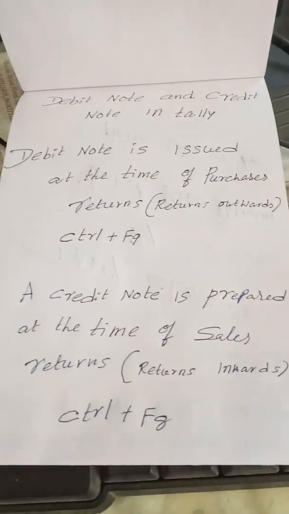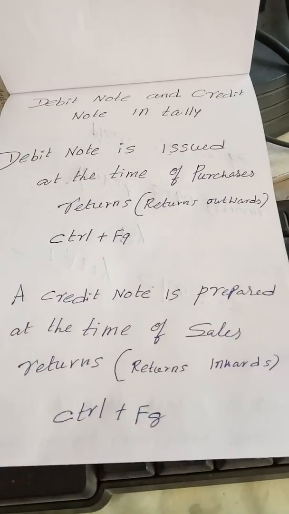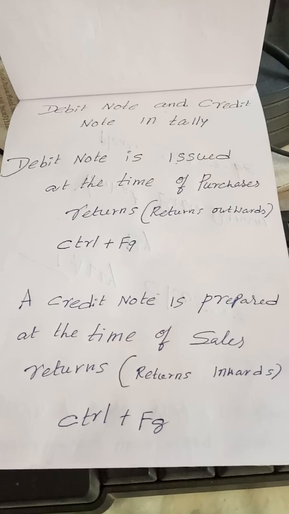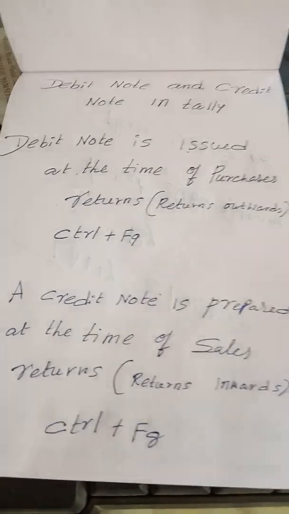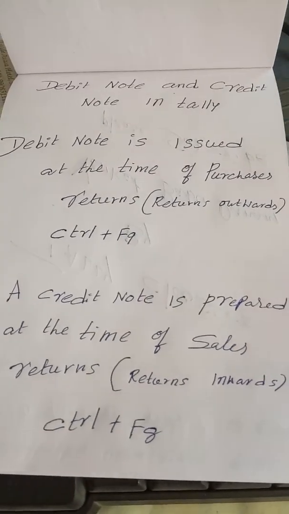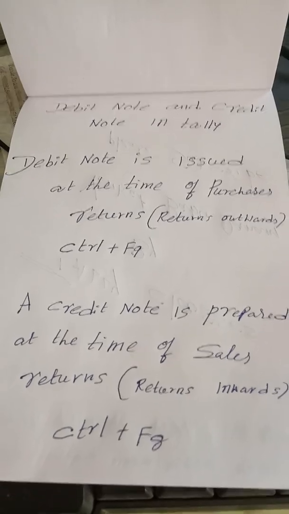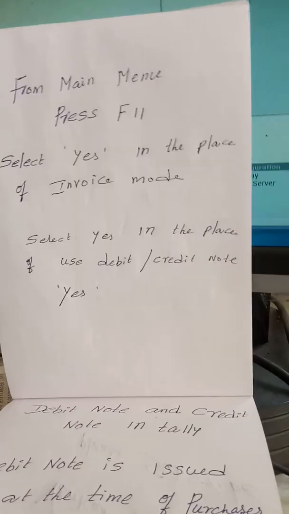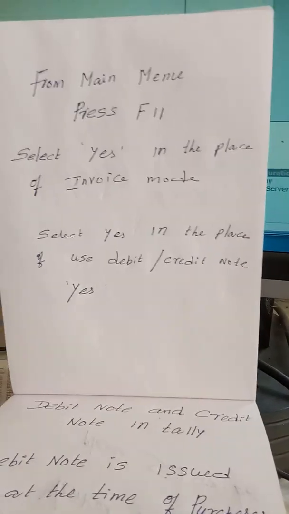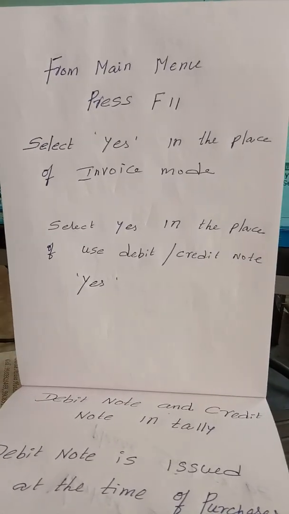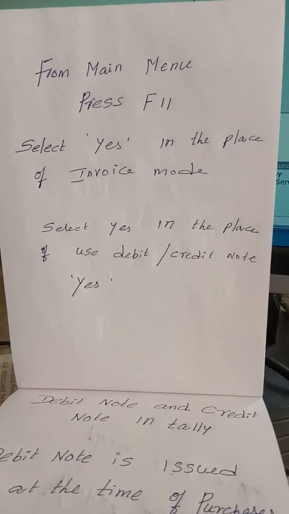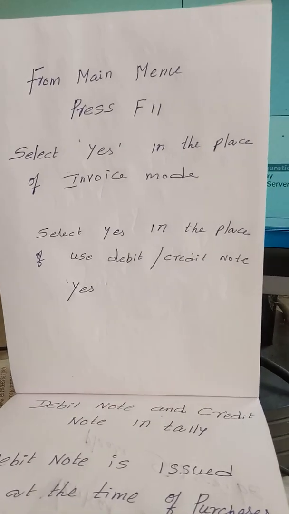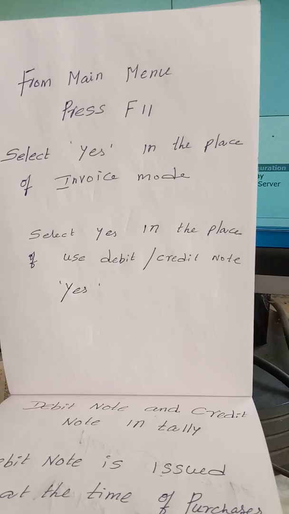Similarly, a credit note is prepared at the time of sales returns, or returns inwards. When you are selling goods, goods are going out of the business. When the customers are returning the goods, goods are coming into the business. So, my dear students, to activate debit note and credit note, what you have to do is, from the main menu gateway of Tally, press F11. That is known as accounting features.